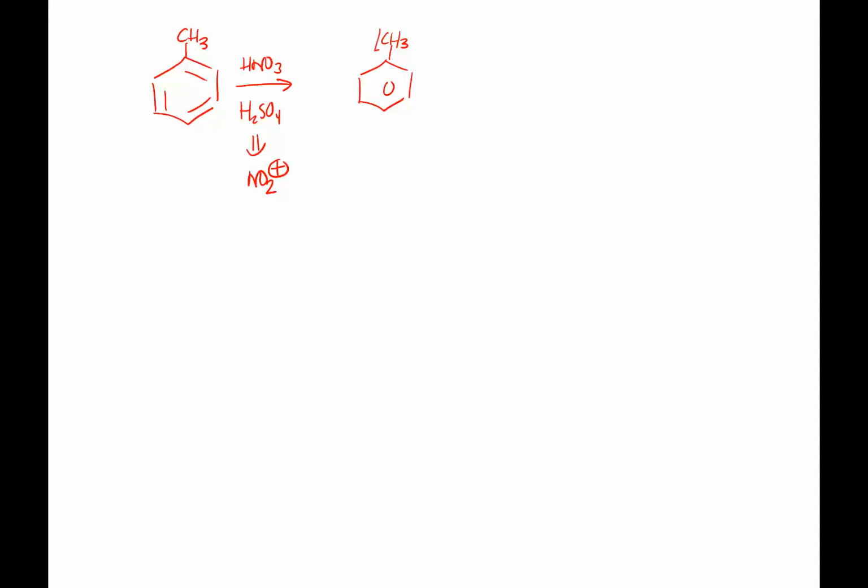So this is the director. The nitro group is the electrophile. So the group that's already on the ring makes the direction. And so it's going to direct ortho and para to itself. So an NO2 ortho and an NO2 para.